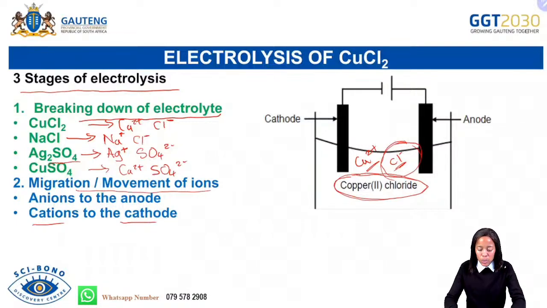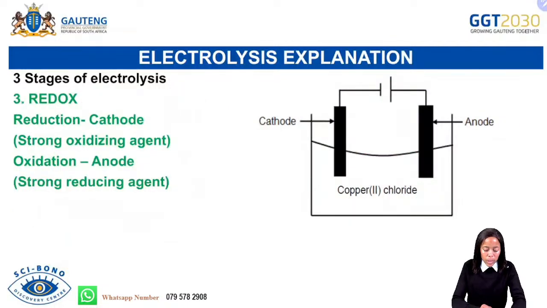We said, how do we identify? If we are to use our cell or our battery, we said the longer one represents the positive terminal and the shorter one represents the negative terminal. So the anions are negative. They are going to migrate toward the anode, which is positive. And the cations are what? The cations are positive, so they are going to migrate to the cathode, which is negative. So from here then we have step number 3.